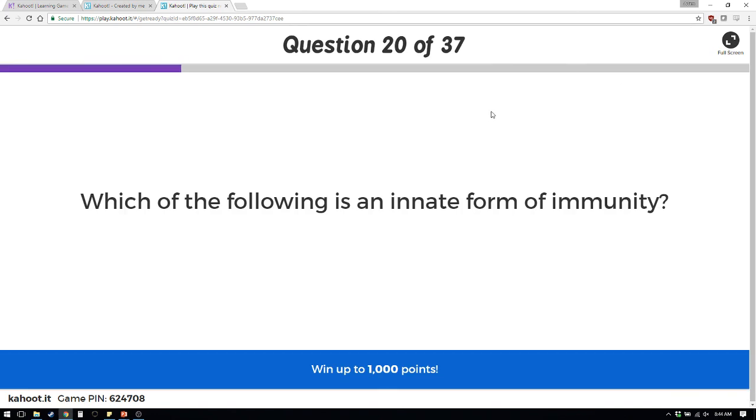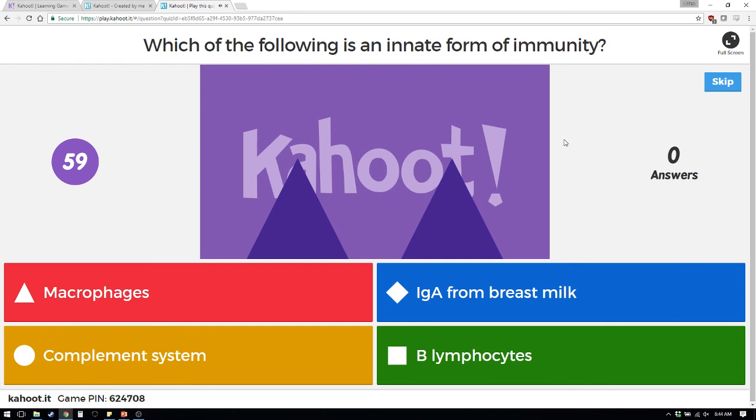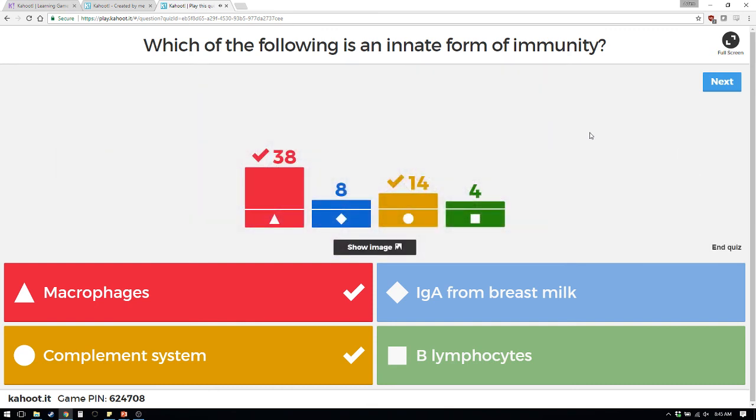All right. Which of the following is an innate form of immunity? Yep, there are two correct answers for this one, right? So your macrophages, they're not very specific for any particular pathogen. They are working from birth. The complement system similarly is not very specific. It can attack whatever based on its getting triggered. Why is IgA not considered to be innate?